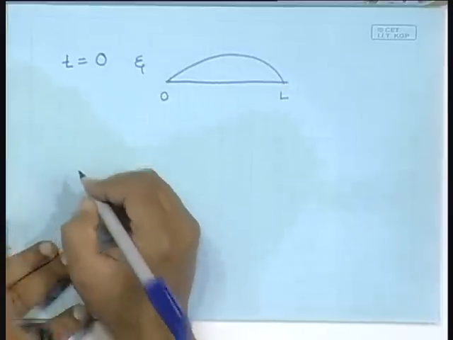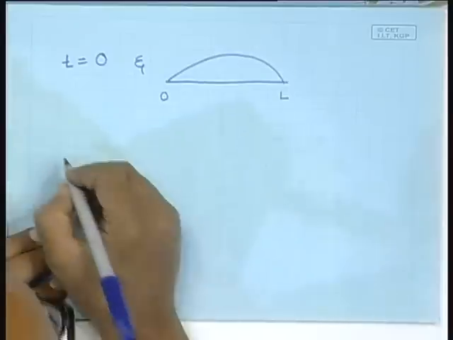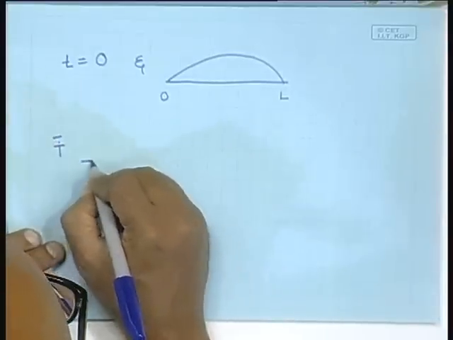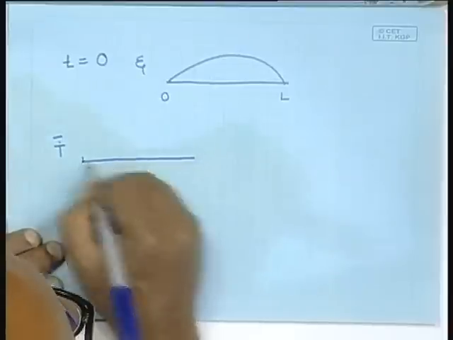Now, let us plot the kinetic energy per unit volume as a function of x at t equal to 0.